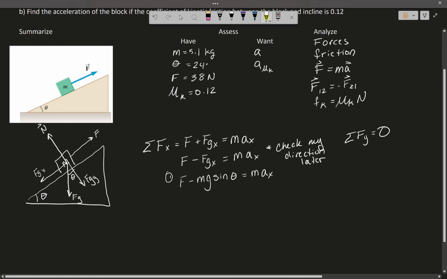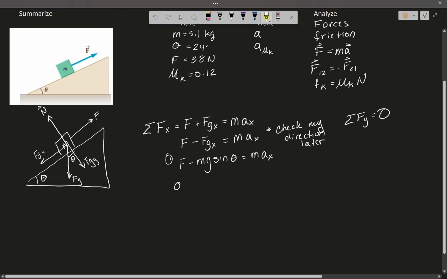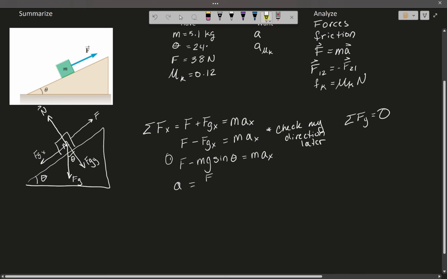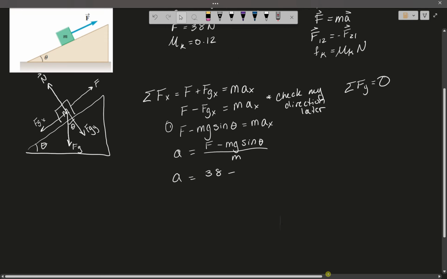That means that to solve part A, I just need to rearrange this equation here. I'll call this equation 1 to solve for my acceleration. So I'm now going to rearrange this to try to get the acceleration by itself. I'm going to drop off the sub x because since there's no acceleration in the y direction, the acceleration in the x direction is the total acceleration of this object. And this is going to be equal to F minus mg sine of theta divided by the mass of my block. So I'm now going to plug in my numbers, 38 minus, my mass was what?